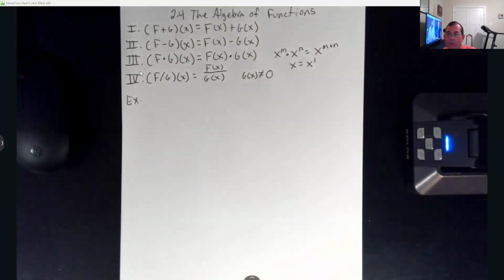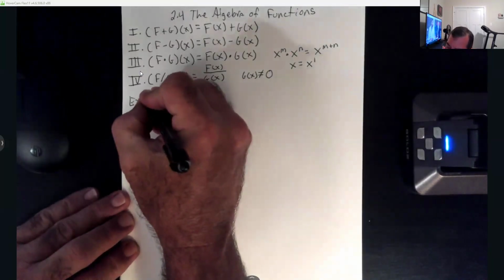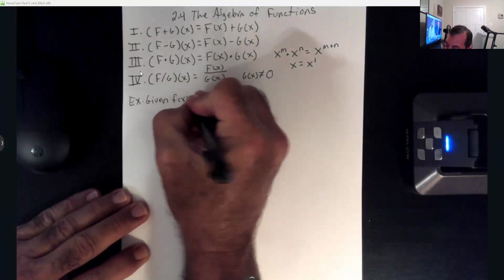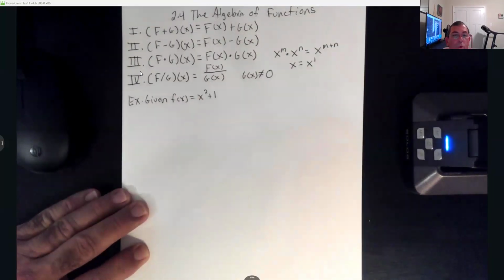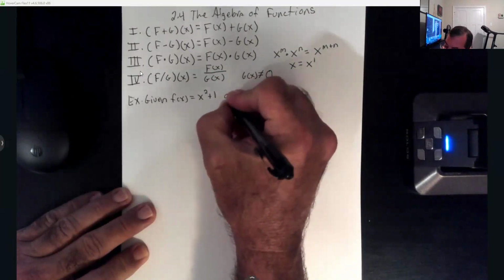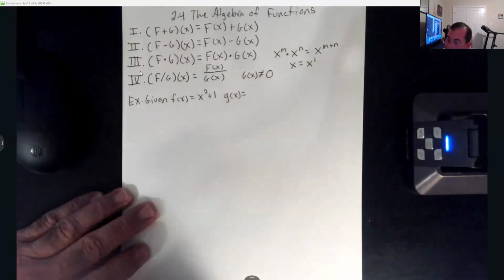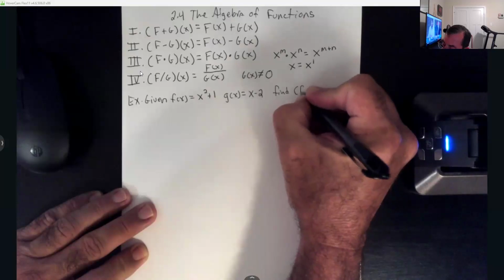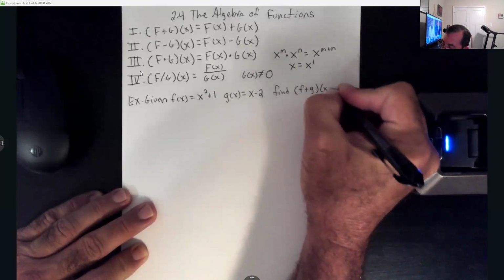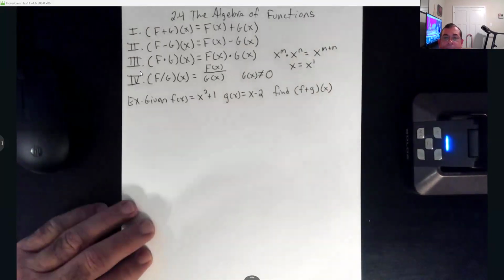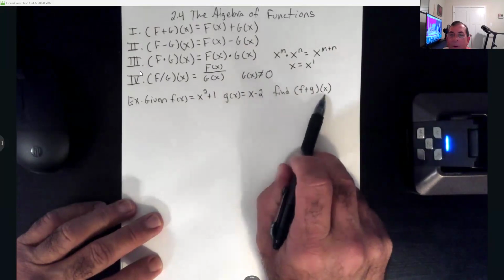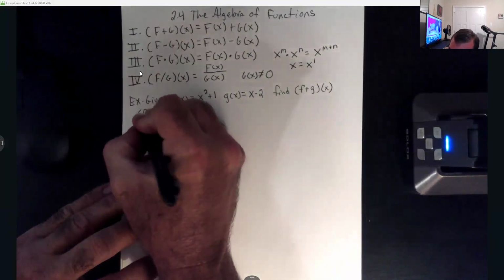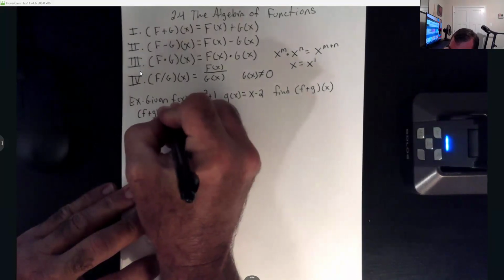All right, y'all, so let's see how these little exercises are going to go. So for my first one, I'm going to be given f of x equals x squared plus 1. G of x is going to equal x minus 2. They want me to find f plus g of x. So they're not giving us a number to put in for the variable. So we're going to find f plus g of x.